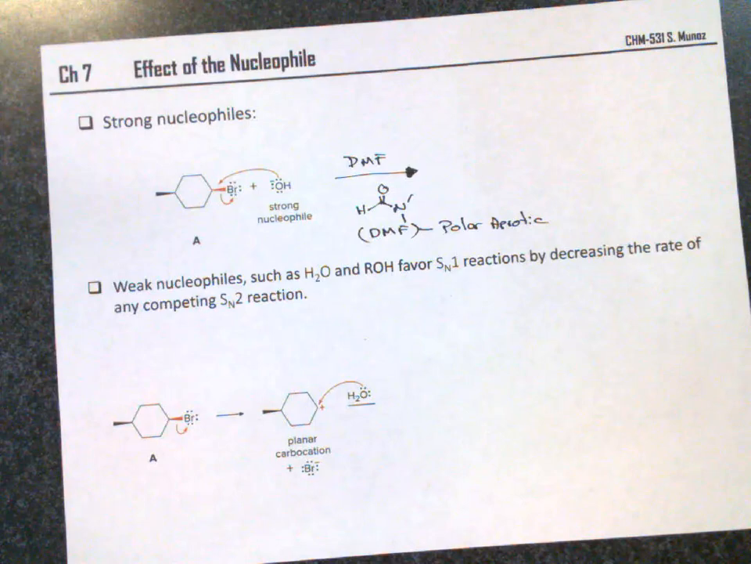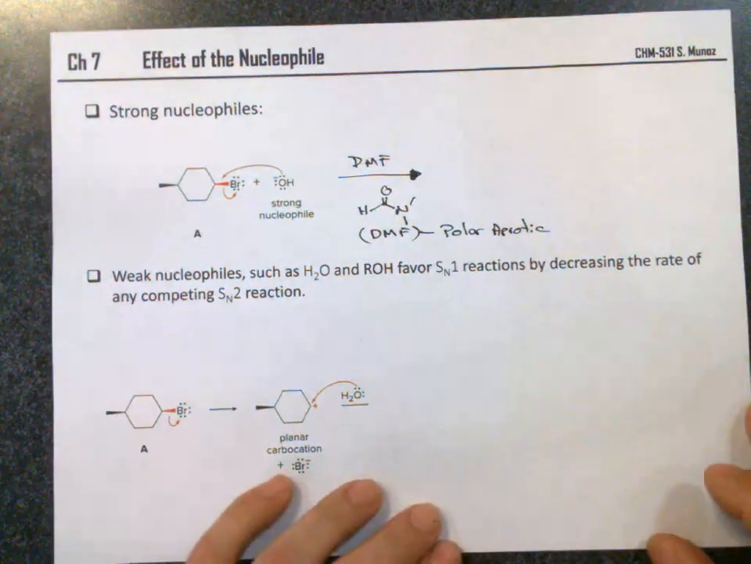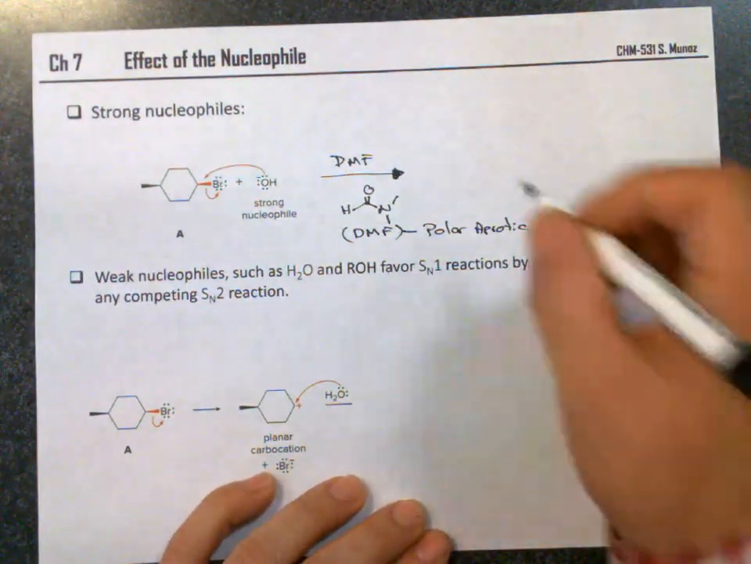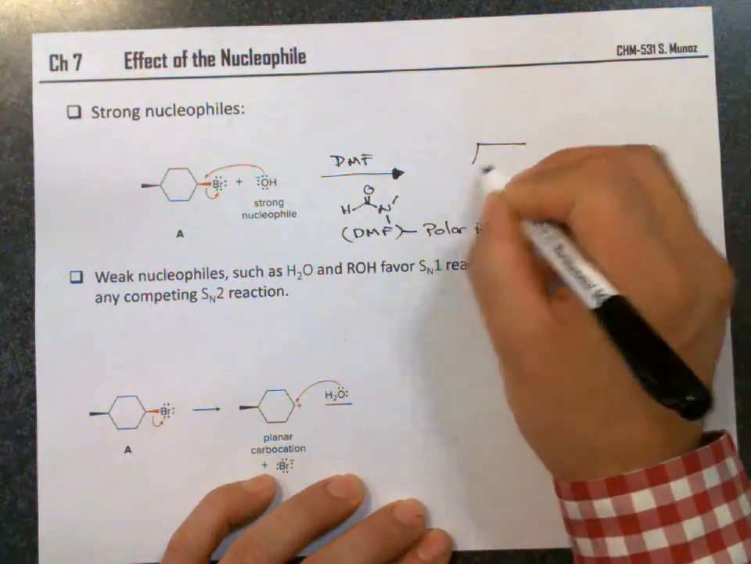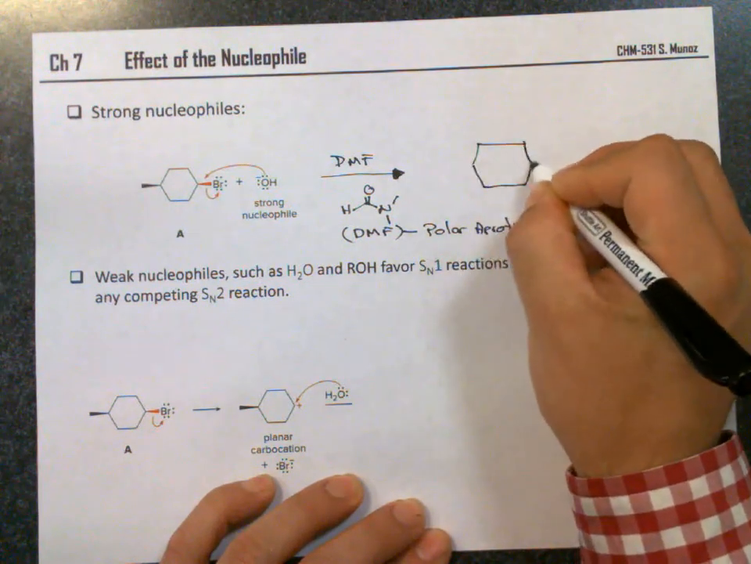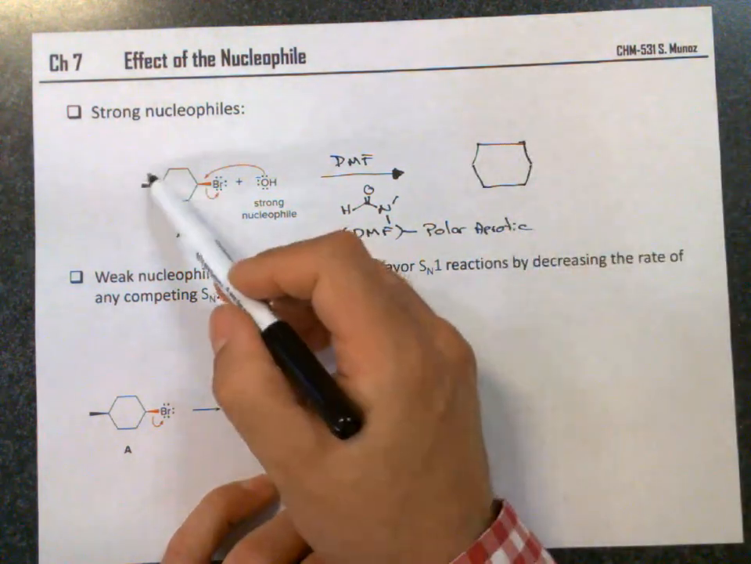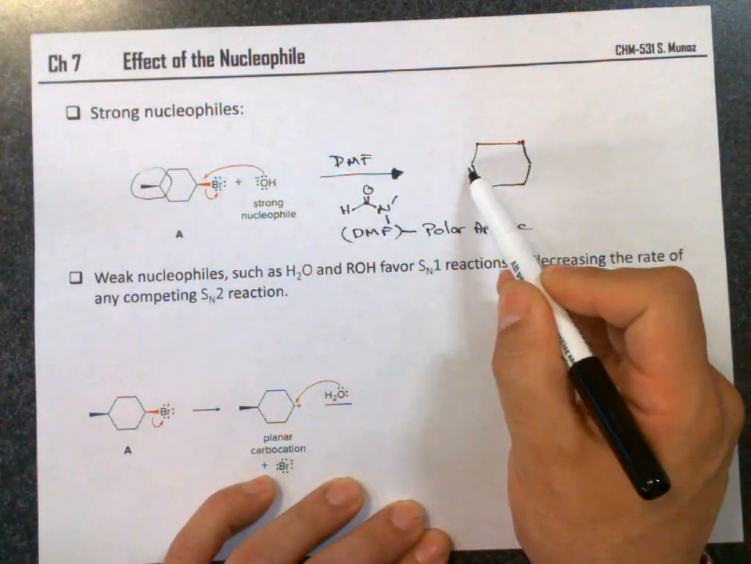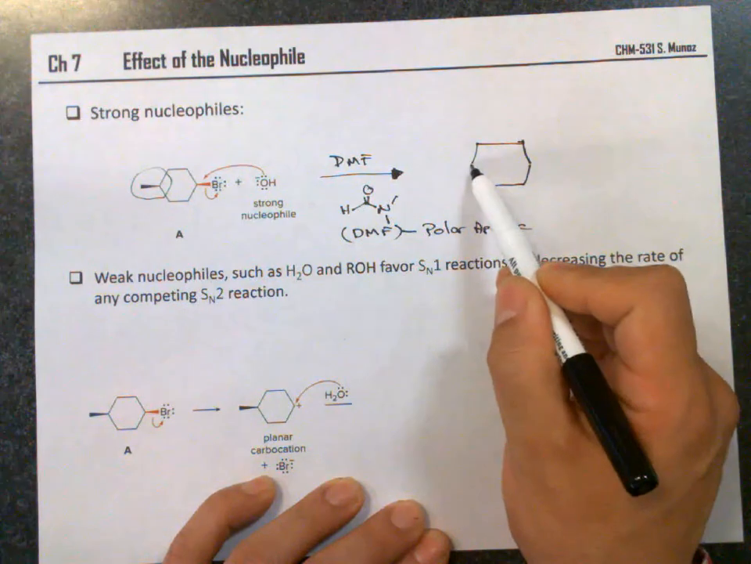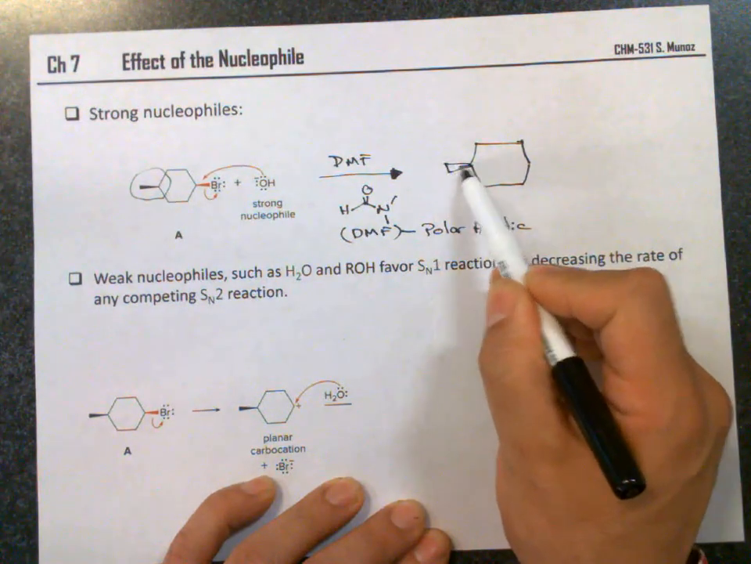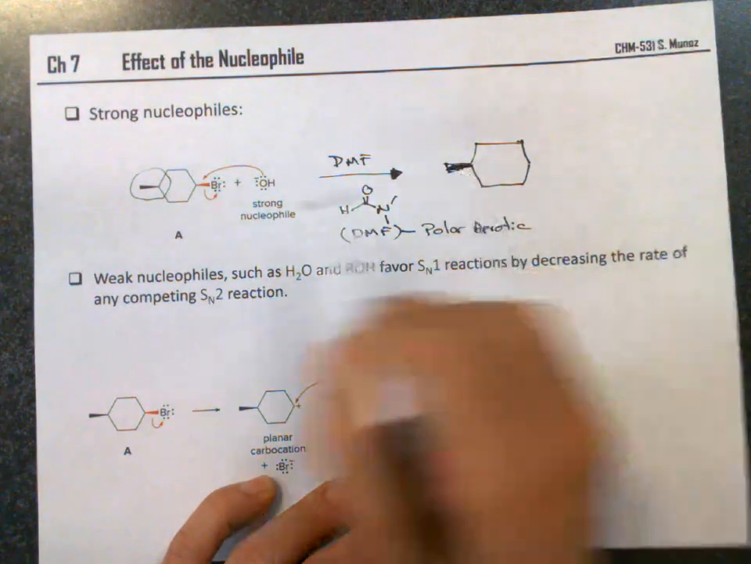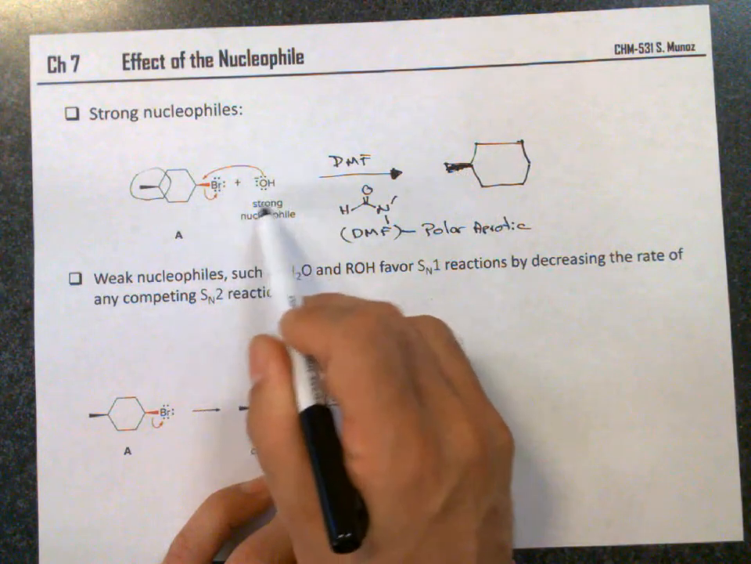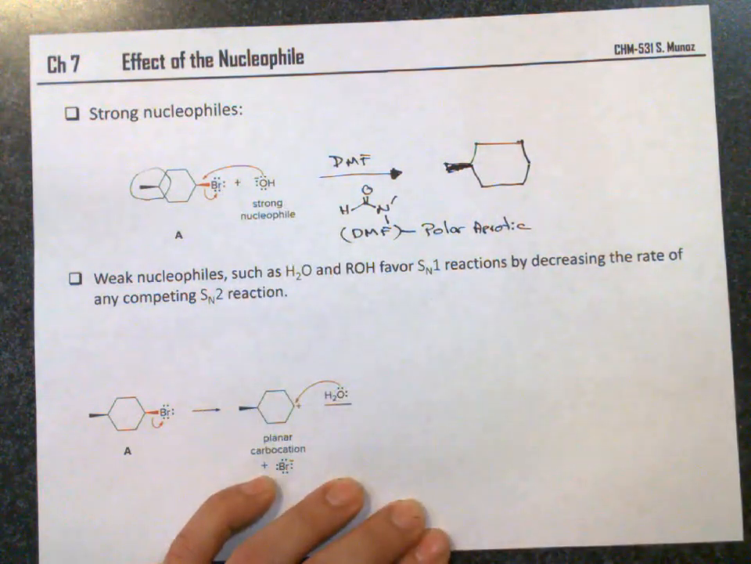SN2. Okay, so now I'm going to be a puppet again. Please tell me how to write the product. I'm going to draw the hexagon first. What happens to this methyl here? Stays the same or changes? Stays the same, so it goes up, right? Perfect. So what is the nucleophile? Hydroxide. So what product are we expecting?